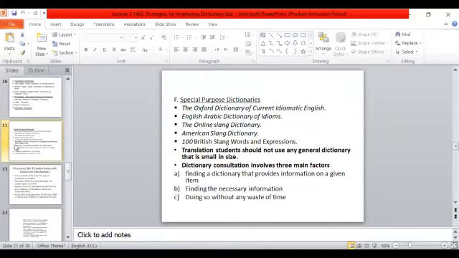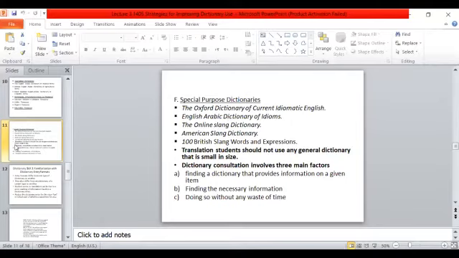Special purpose dictionaries. This is the final category of dictionaries, the Oxford Dictionary of Current Idiomatic English. It is a dictionary of idioms, actually, and there is an English-Arabic Dictionary of Idioms. There is the online slang dictionary. It is a dictionary of slang terms, colloquial words, words that are not in standard form. We have American Slang Dictionary. We have 100 British slang words and expressions. These are dictionaries for special purposes.